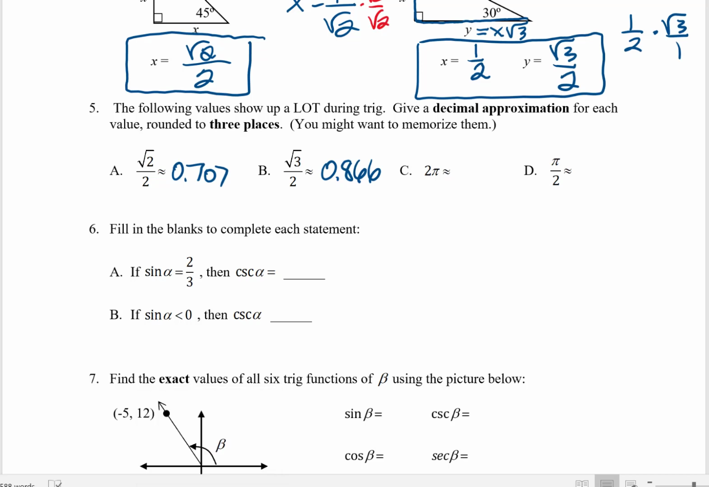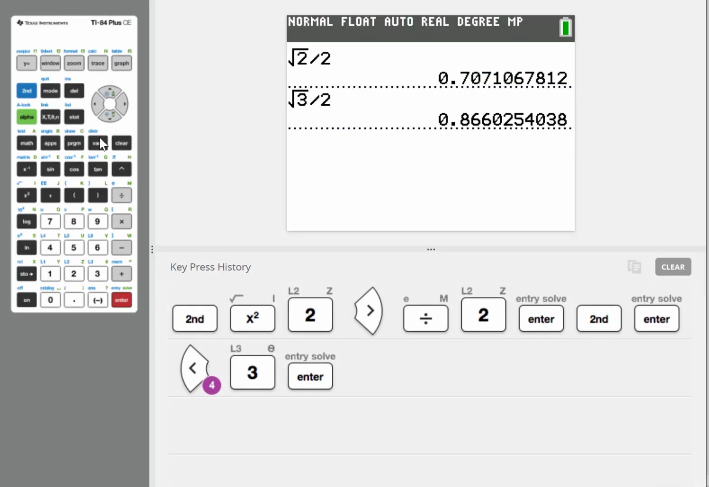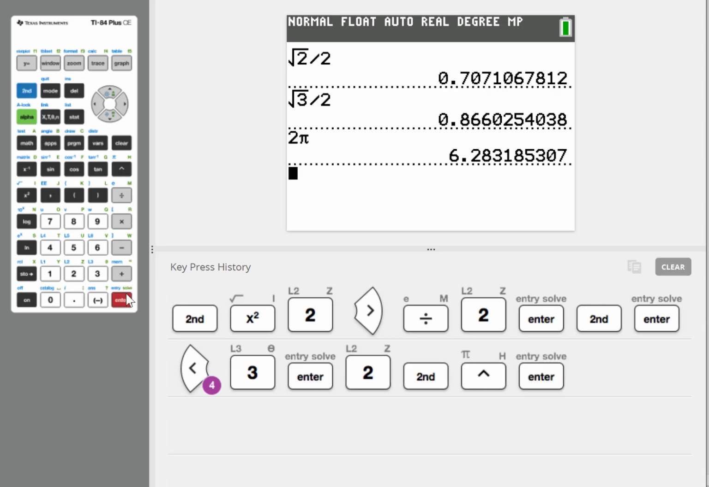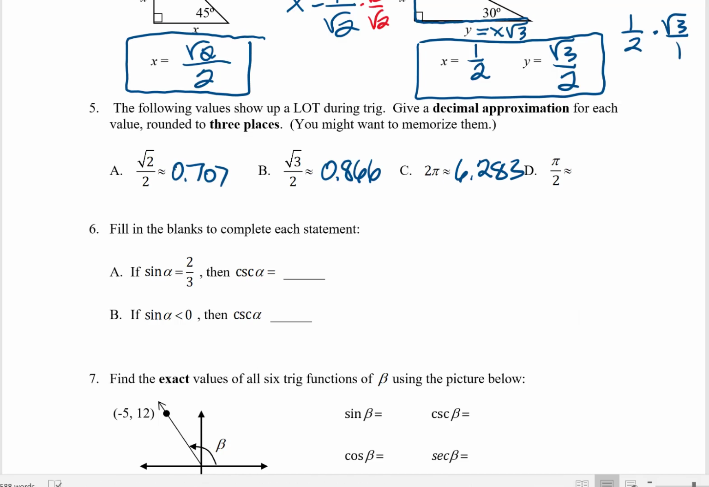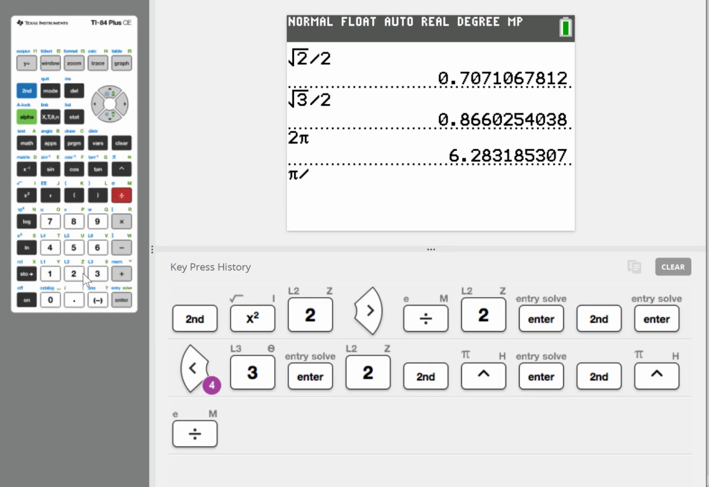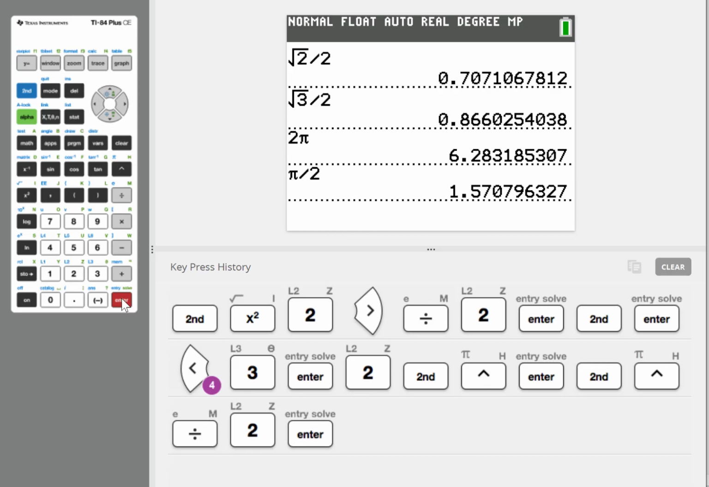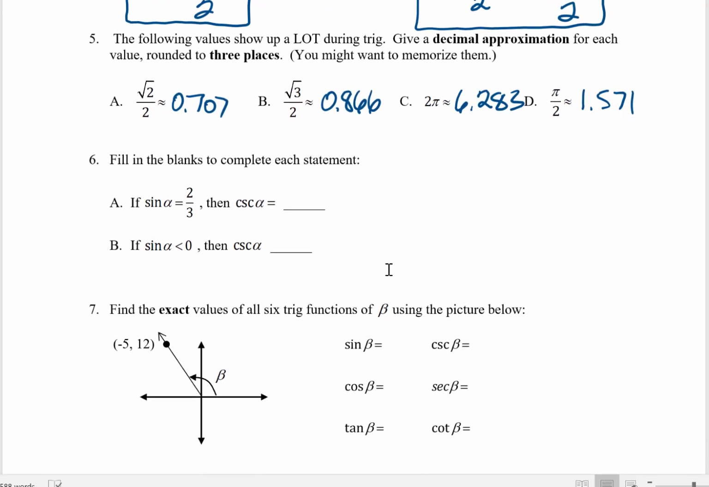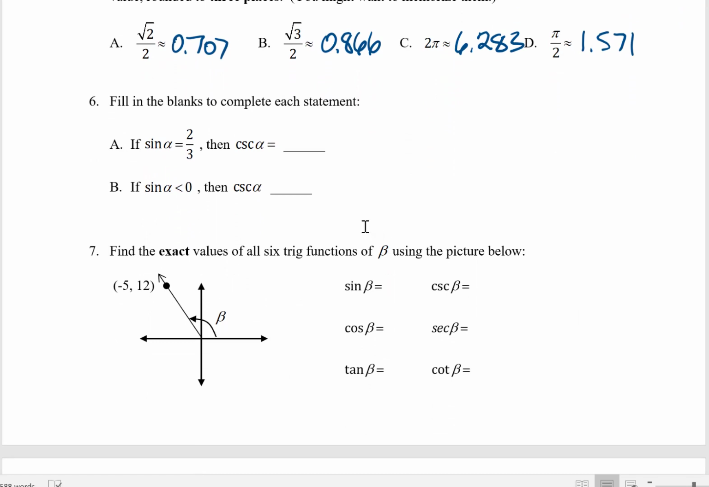The next one is 2 pi. You probably know that pi is around 3.14. 2 pi is around 6.283. And then pi over 2, in other words, just half of pi, that comes out to be about 1.571. Problem number 6. If the sine ratio for an angle is 2/3, what do we know about the cosecant ratio? Well, cosecant is just the reciprocal of sine. So if sine is 2/3, the cosecant ratio then is 3/2.